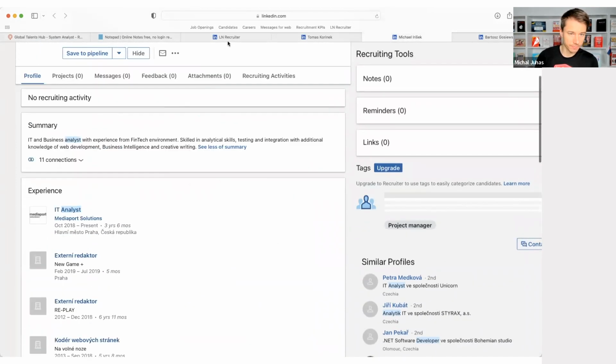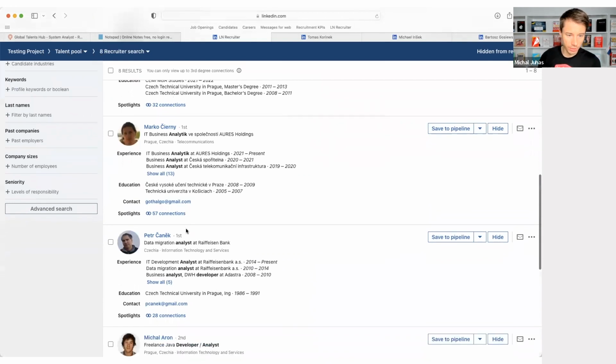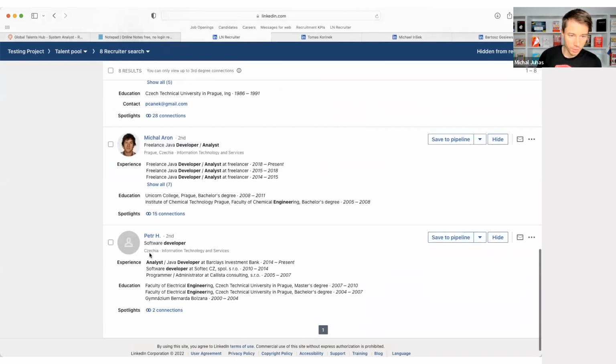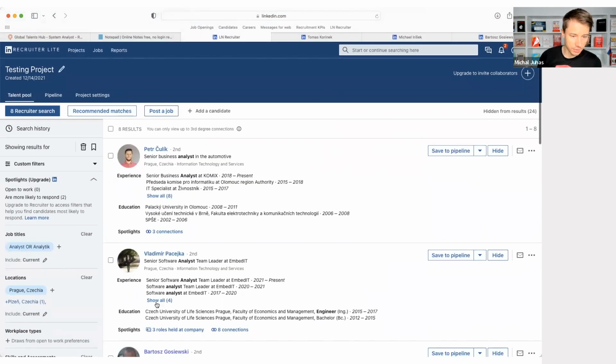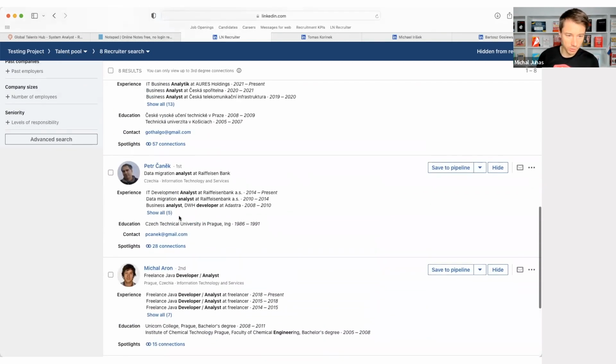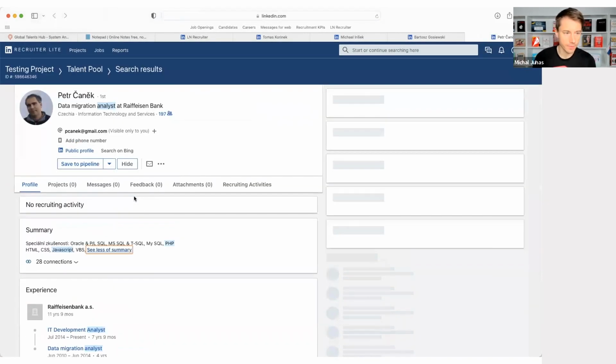Yeah. Let's open up one more just to see if we are heading in the right direction. Freelance Java developer, no. We would be looking for analysts in the current title. So how about analyst Java developer? Probably not. Freelance Java developer analyst, probably not. IT development analyst. Oh, I know this guy, Petr. He's my former colleague from 10 or 15 years ago.